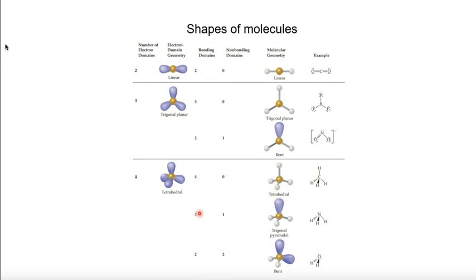Now we have the possibility in this system of 3 bond pairs and 1 lone pair. If we have 3 bond pairs and 1 lone pair, the example, if you remember, was ammonia, and here is the ammonia molecule with a lone pair. That shape we now call trigonal pyramidal. And the angle, if you remember, is 107 degrees. The nitrogen hydrogen angle is 107 degrees.